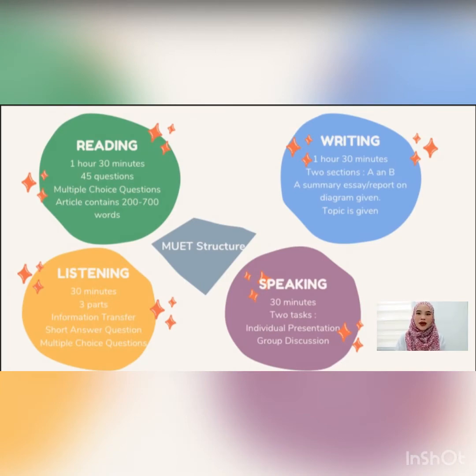We know that MUET has 4 sections in it. The first one is reading, the second one is writing, the third one is listening, and the last one is speaking. Okay, so the first one is reading comprehension. Reading comprehension has 45 questions. The questions come from an article that contains 200 to 700 words, and the duration to answer those questions is 1 hour 30 minutes.